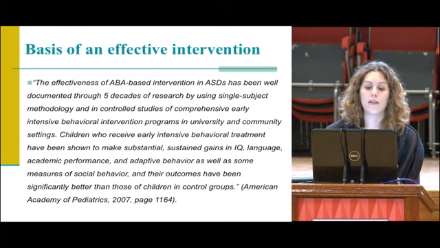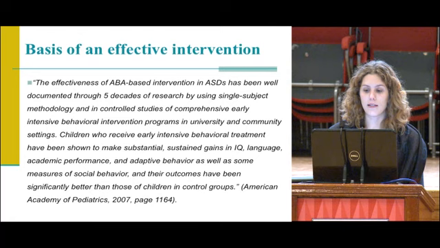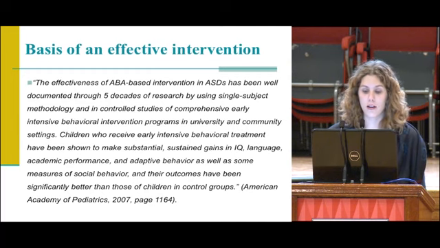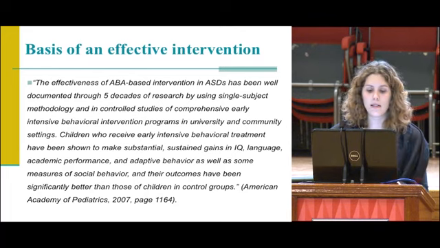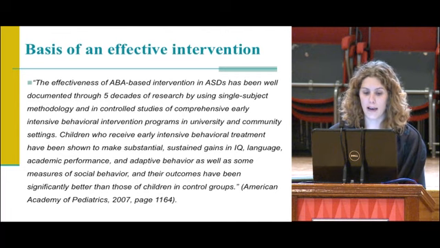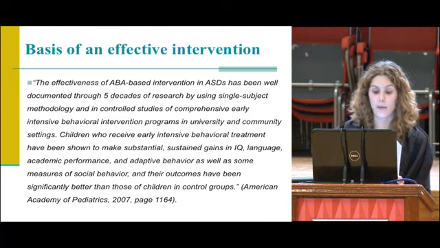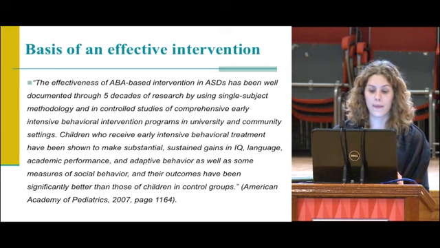The first one: the effectiveness of ABA-based intervention in ASD has been well documented through 5 decades of research by using single subject methodology and in controlled studies of comprehensive early intensive behavior intervention programs in university and community settings. Children who receive early intensive behavioral treatment have been shown to make substantial, sustained gains in IQ, language, academic performance, and adaptive behavior, as well as some measures of social behavior, and their outcomes have been significantly better than those of children in control groups. This was published by the American Academy of Pediatrics in 2007.